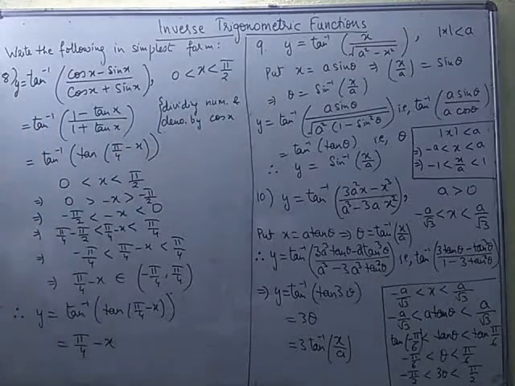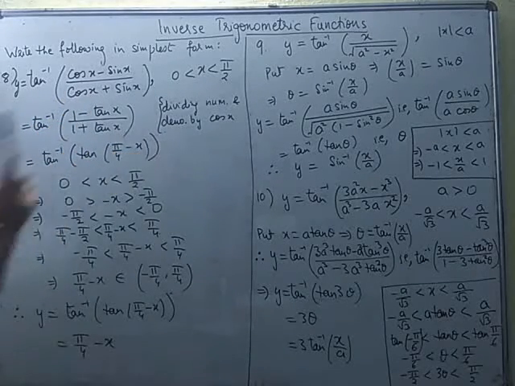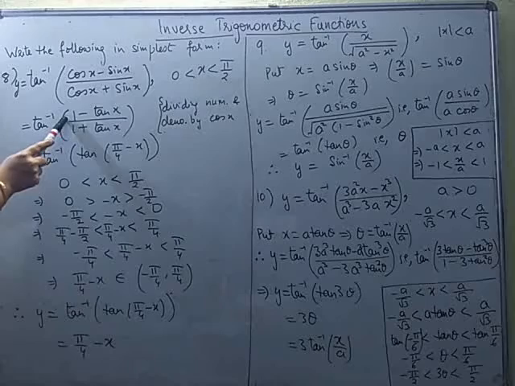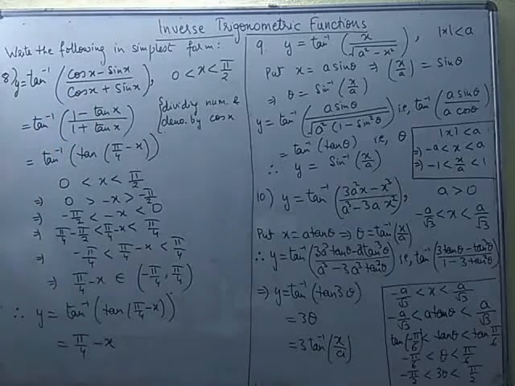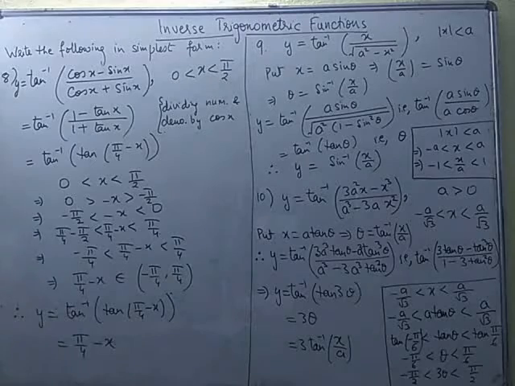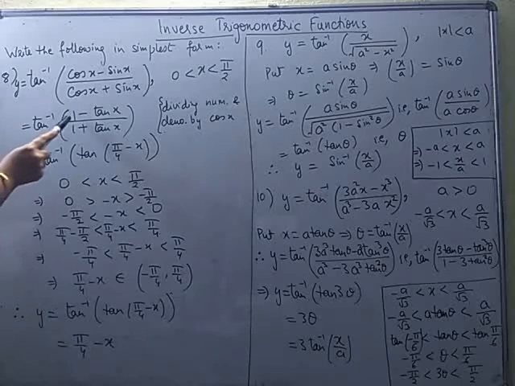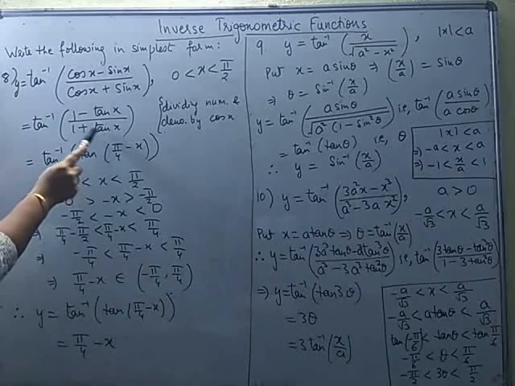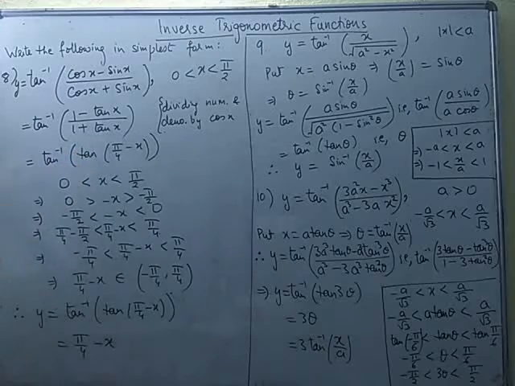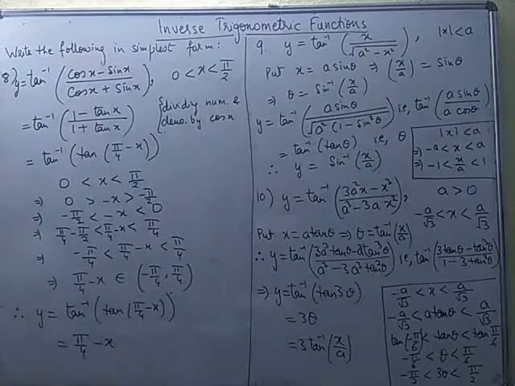First, we simplify this. If I divide both the numerator and denominator by cos x, then cos x over cos x becomes 1, and sin x over cos x becomes tan x. In the same way, the denominator reduces to 1 plus tan x. And you know, this is the formula for tan of (pi by 4 minus x), because then this 1 can be replaced by tan pi by 4, and here 1 into tan x can be written as tan pi by 4 into tan x. So it takes the form of tan (a minus b).